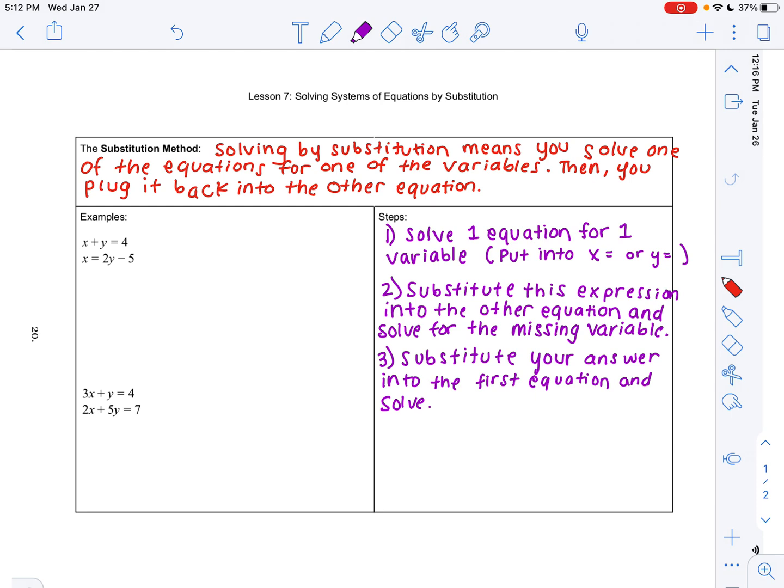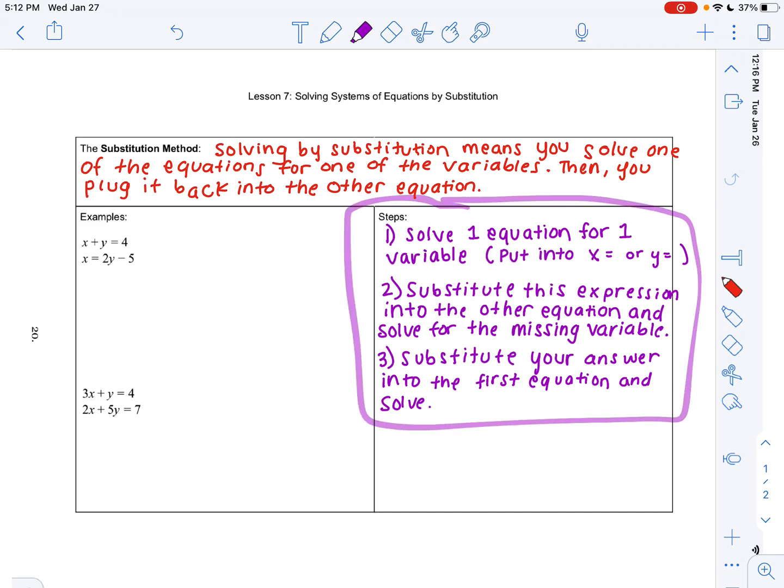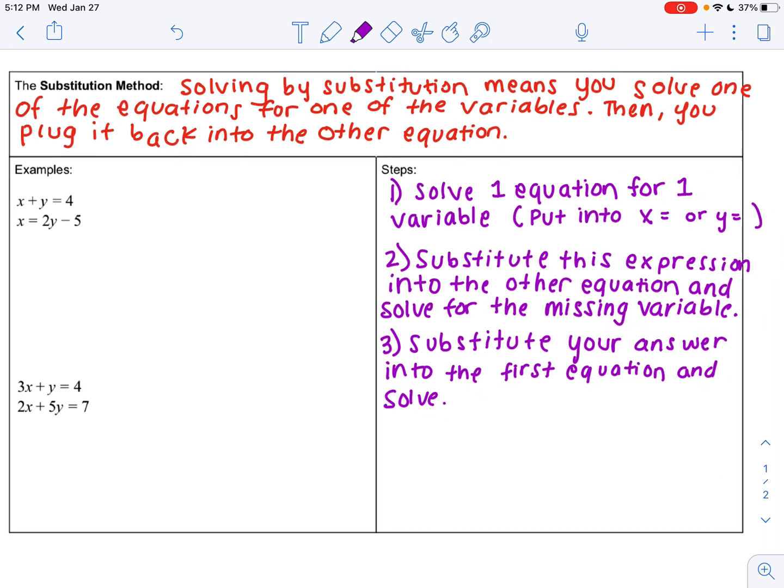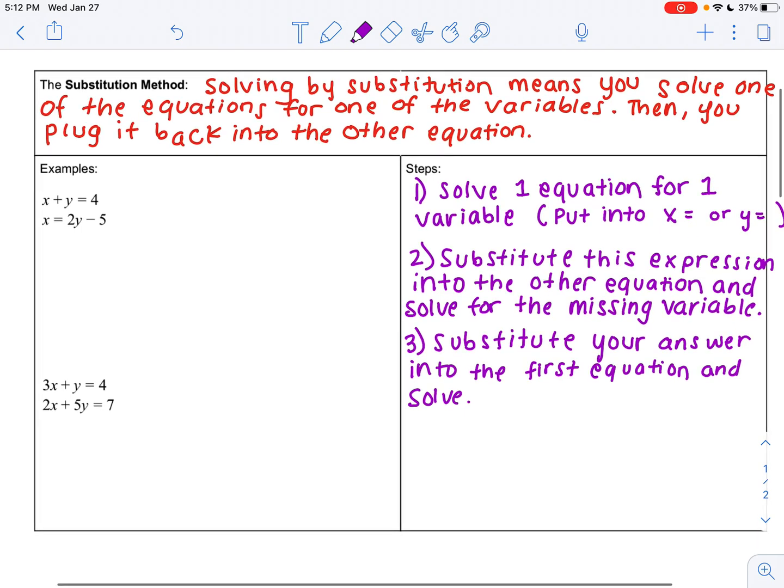So we're going to solve by substitution, which means you solve one of the equations for one of the variables, and then you plug it back into the other equation, okay? Again, just like last time, we're going to follow these steps as we go. So the first step says solve one equation for one variable. For example, we're either going to put one of the equations into x equals or y equals. Do we have either an x equals or a y equals? Yes, we have an x equals. So I'm going to use this equation, and step 1 is already taken care of for me.